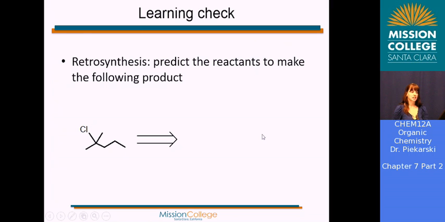In the next learning check, I'm showing you something a little different. Retrosynthesis. Like the name suggests, that means going backwards. And this is how I'm preparing you for multi-step synthesis. Because at the end of this chapter, and I challenge you, and I hope you will read the little box at the end that talks about organic chemistry and real-world applications. Basically, it talks about natural product synthesis.